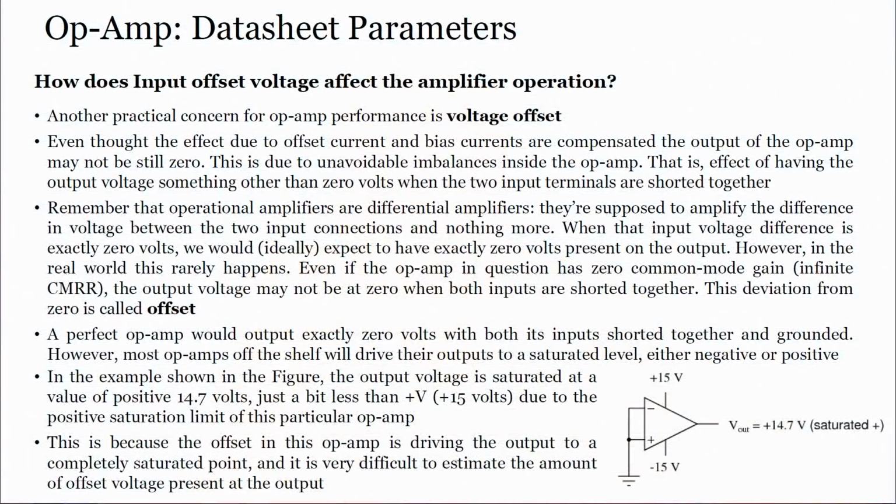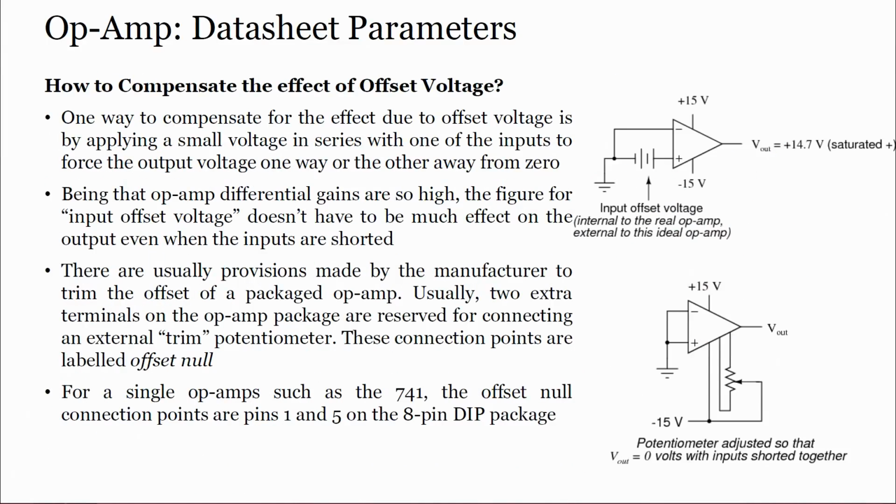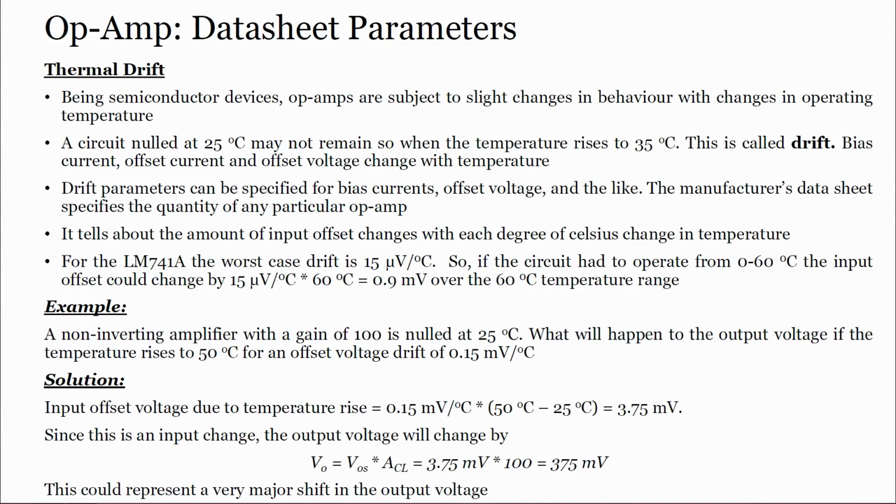Then if you come back to the screen, another question is, how does input offset voltage affect the amplifier operation? Earlier it was input bias current, here it is input offset voltage. So this also we have seen. So just look at the videos please.